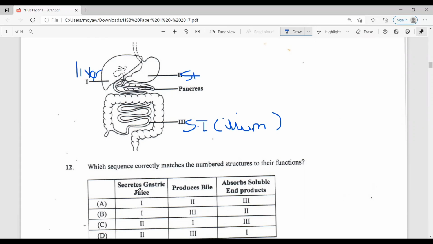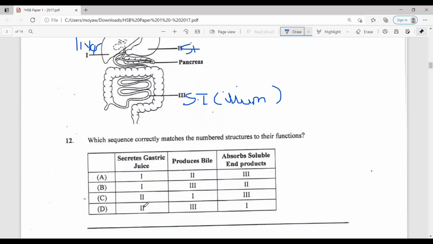So at the top, at the heading, we have secretes gastric juice. Then the next one is produces bile, absorbs soluble end products. So we have to know which one does this. So the first one secretes gastric juice. We know that the stomach is going to secrete gastric juice, and gastric juice is going to contain HCl, pepsin, and renin. So now the gastric juice would have been 2. So the ones that correspond with 2 are C and D.